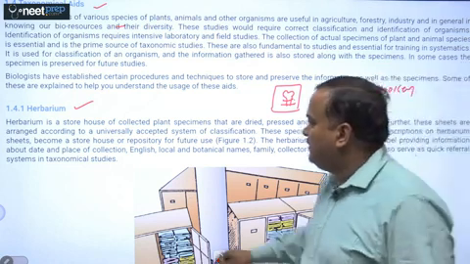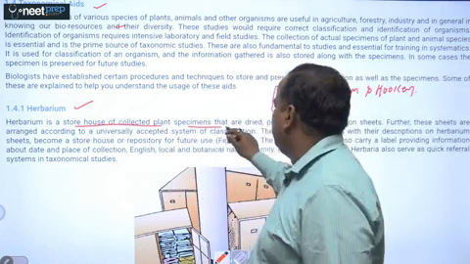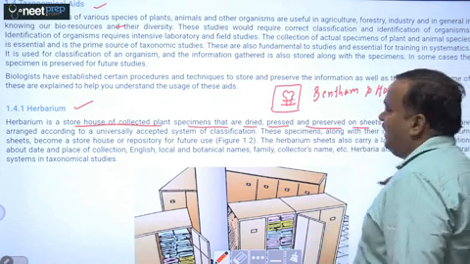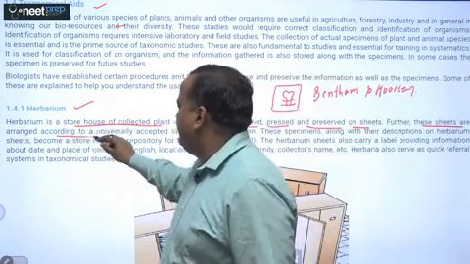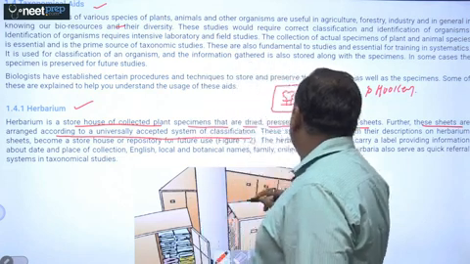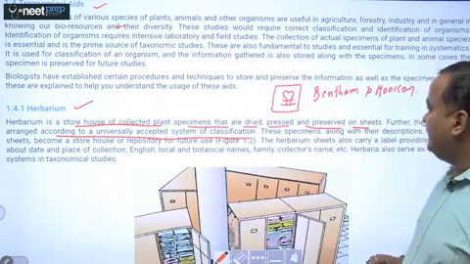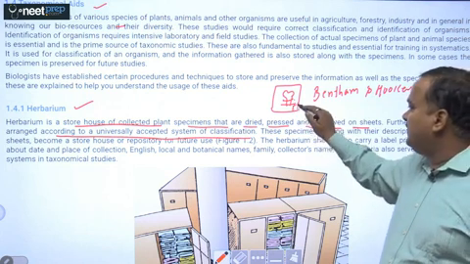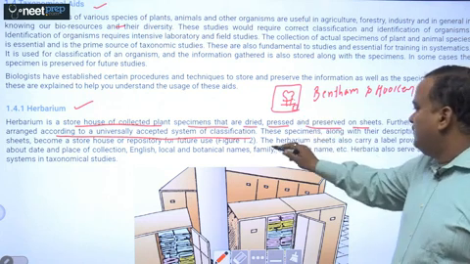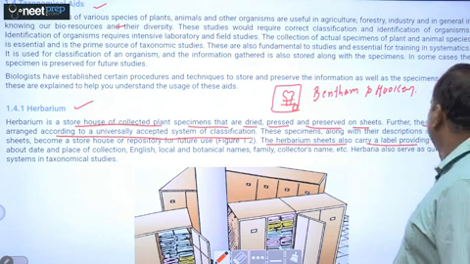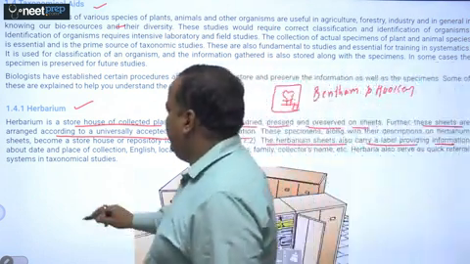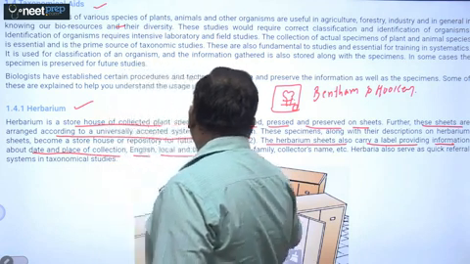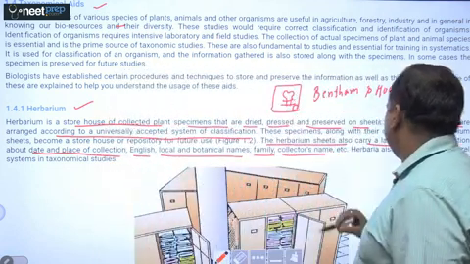So herbarium is a storehouse of collected plant specimens that are dried, pressed and preserved on sheets. Further, these sheets are arranged according to a universally accepted system of classification. On this sheet we have a description of the specimen, which means the herbarium sheet is properly labeled. These herbarium sheets carry a label providing information about the date and place of collection, English, local and botanical name, family, collector's name, etc.